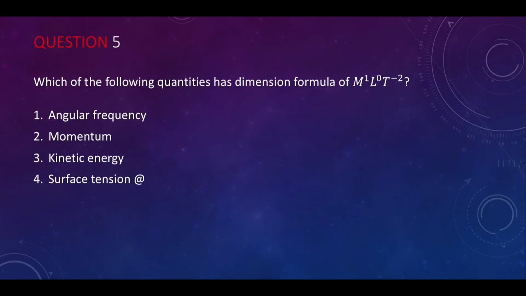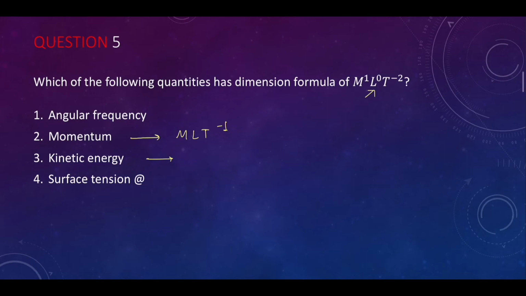Fifth question. Which of the following quantities has dimension formula of M to the power 1, L to the power 0, T to the power minus 2? Notice here the power of L is 0. This is suggesting physical quantity per unit length. Now the momentum has a dimension mass times velocity, L T to the power minus 1.